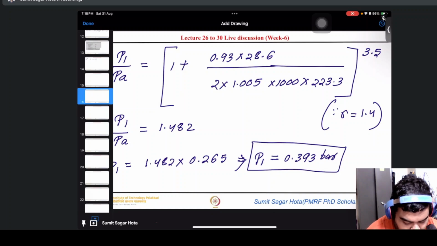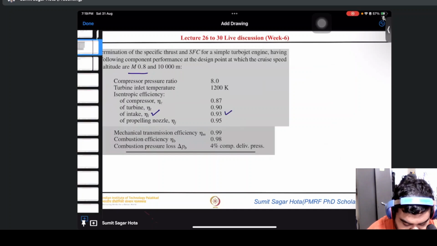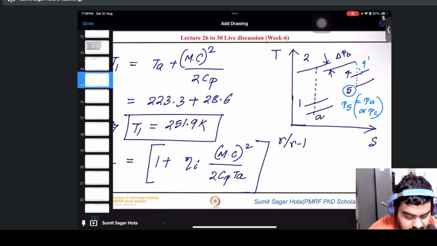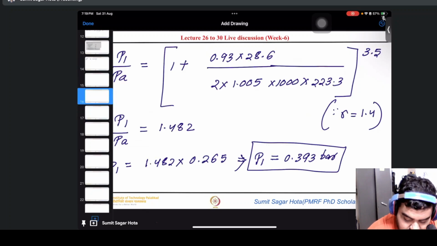there is a term called what? Compressor pressure ratio. Compressor pressure ratio equal to 8 given. And where is the location of compressor? It is in the position 1 to 2. That means P2 by P1 is equal to 8, already given, and we have P1.